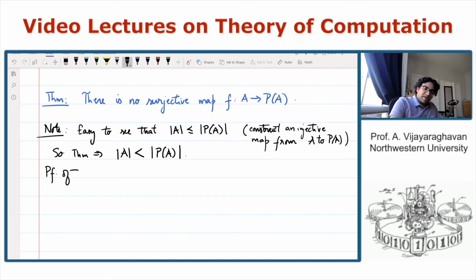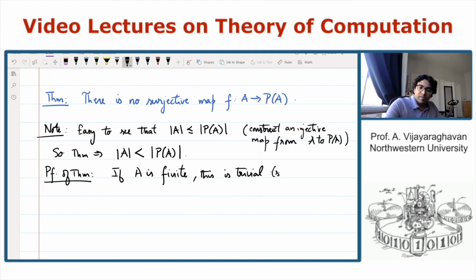So let's do the proof of the theorem. The proof is actually simple. It's kind of obvious if A is finite, because we know that the size of the power set of A is just 2 to the size of A, and any natural number n is not equal to 2 to the n. But really the question is, how do we prove this for infinite sets?